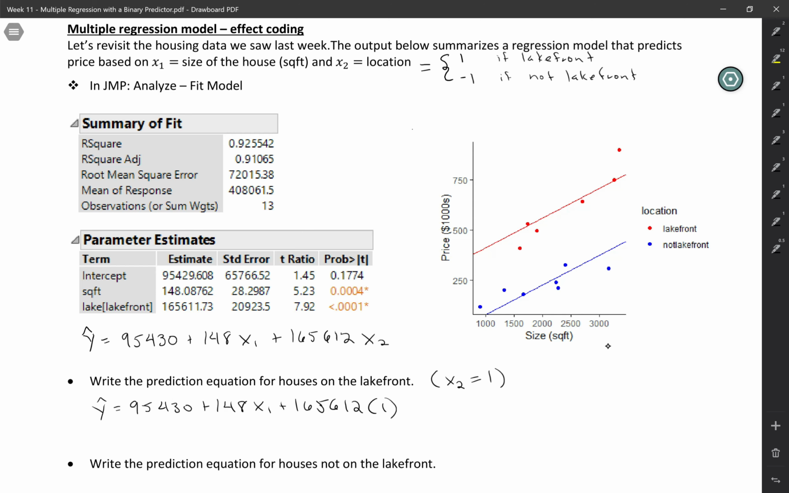So notice what happens there is now we have two constants. We have the one for the intercept, but then we also have this new value that came from lakefront. So this is basically adjusting the intercept. So I'm going to put those two constant terms together, and I get 261,042. And then I still have my slope related to the size of the house.